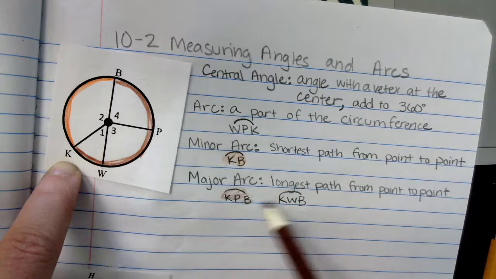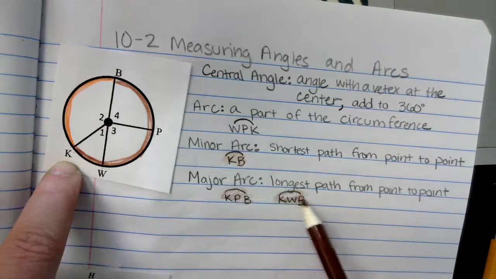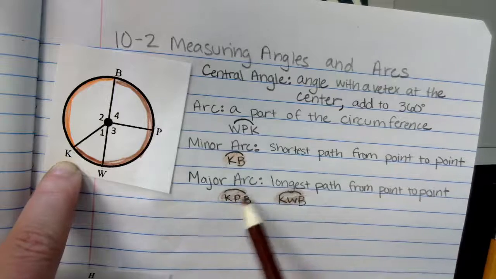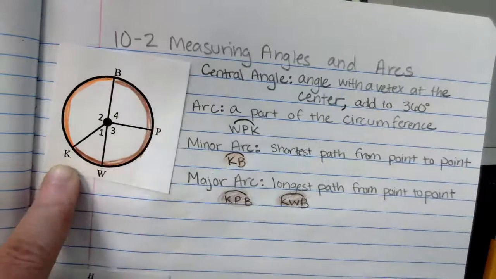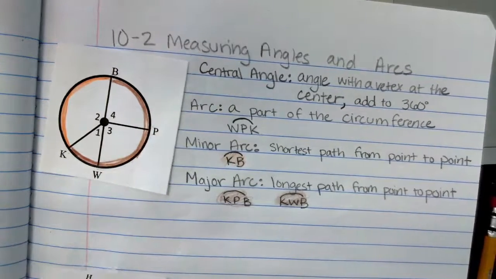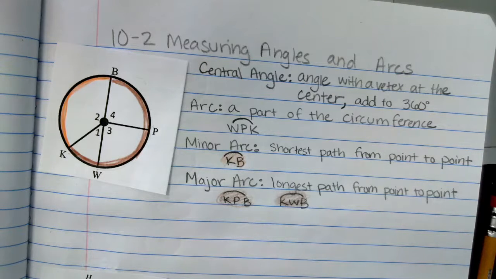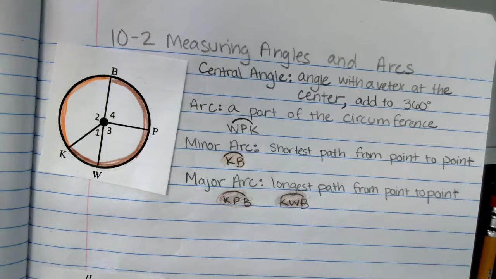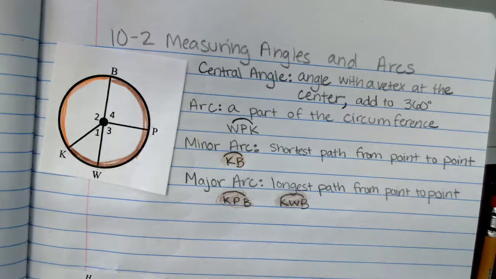Because I said for every 2 points, there's a short way and a long way around, right? Can anyone find 2 points that no matter which way you go, it's the same amount? There is no short and long way? W and B. If I start at W and I go to B, is it shorter to go W, P, B or is it shorter to go W, K, B? There's not. They're the same.